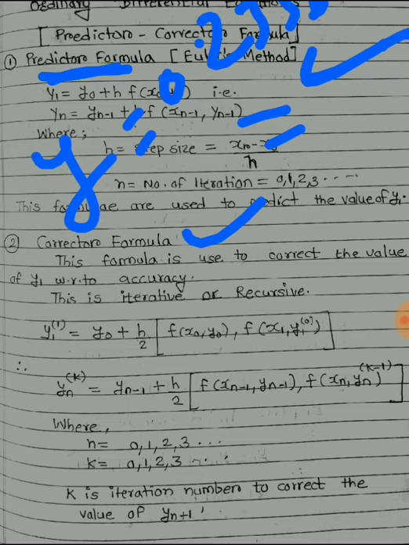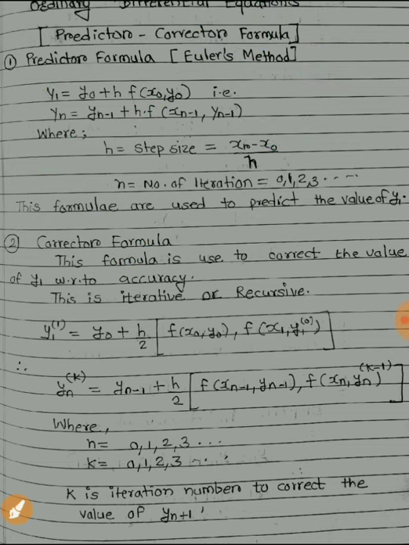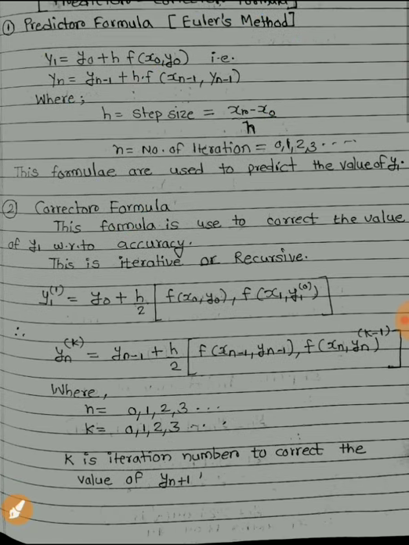So if you got this value, say y1, then this was just the prediction as we have calculated this from the predictor formula. Then this value can be corrected with the help of the corrector formula. You will understand from this corrector formula that it is used to correct the value of y1 with respect to accuracy.